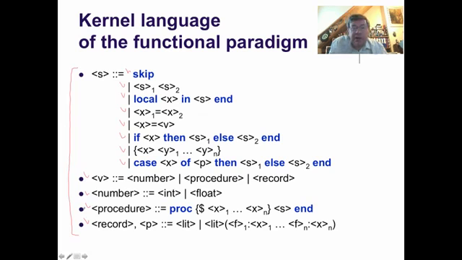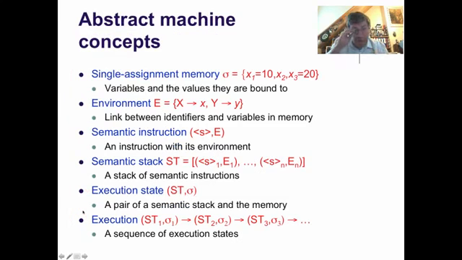So we've seen that. Now let's take a closer look at the abstract machine, which we haven't seen in detail yet. The abstract machine consists of the following concepts. In fact, we've seen already some of these concepts. The abstract machine has a single assignment memory, sigma here, which contains variables that might be bound or that are not bound. X2 is not bound, X1 is bound to 10. It also consists of an environment, with the link between identifiers and variables in memory. So we've seen that part already.